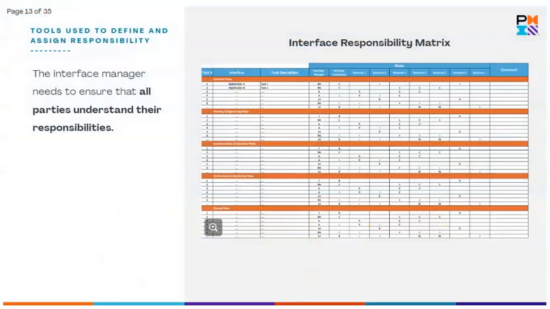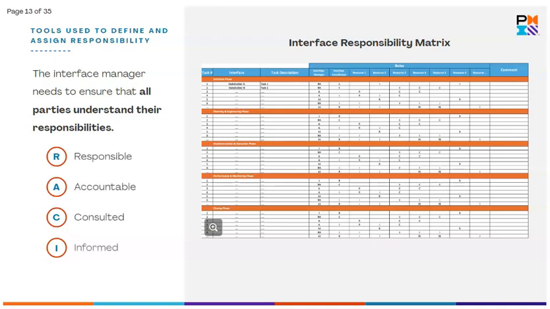The interface manager needs to ensure that all parties involved understand their responsibilities. To achieve this, they use the Interface Responsibility Matrix. This matrix uses the same principles as a project RACI matrix, but with a specific focus on IM. RACI stands for Responsible, Accountable, Consulted, and Informed. An Interface Responsibility Matrix clarifies and formalizes each person's responsibility, as well as formalizes the interfaces between work packages on the project. Click here to download the Responsibility Matrix template.